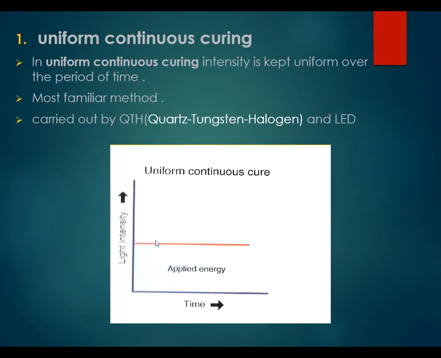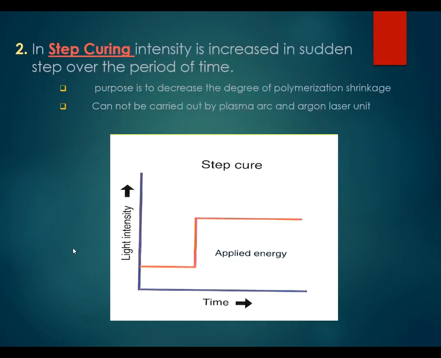In uniform continuous curing, intensity is kept uniform over the period of time, as you can see in the graph. It is the most familiar method among the dentists. It is carried out by quartz, tungsten, halogen and LED light cure.